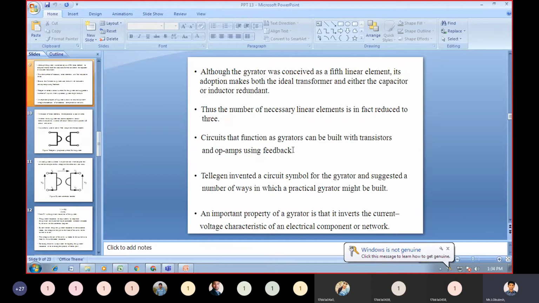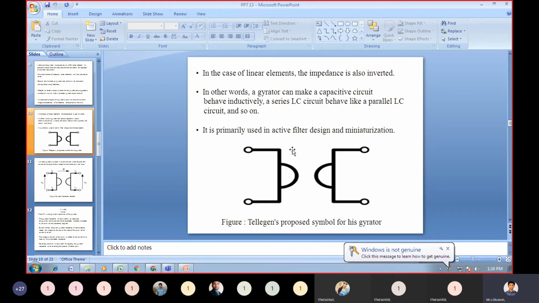So in the case of linear elements, you just need to see the diagram. This is the Tellegen proposed symbol for his gyrator. In the case of a linear element, the impedance is also inverted. Let us assume you take linear elements with one impedance related to a linear element, and the impedance is also inverted.